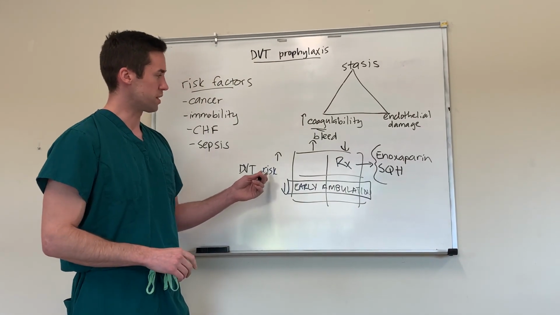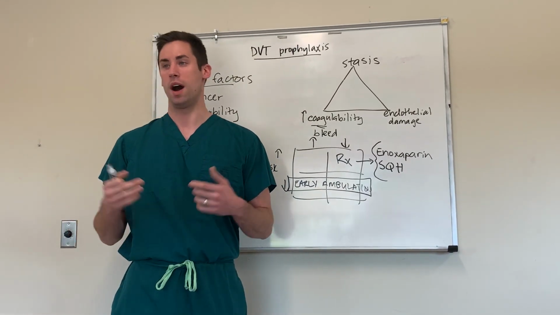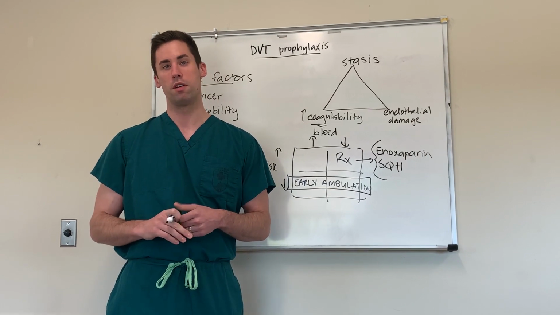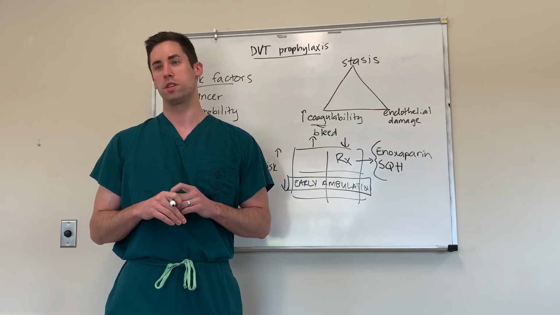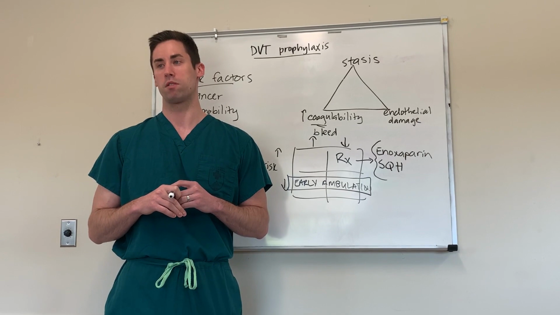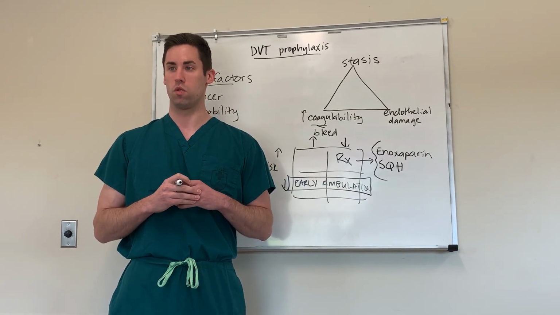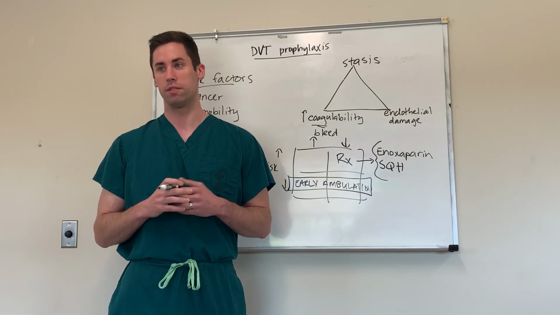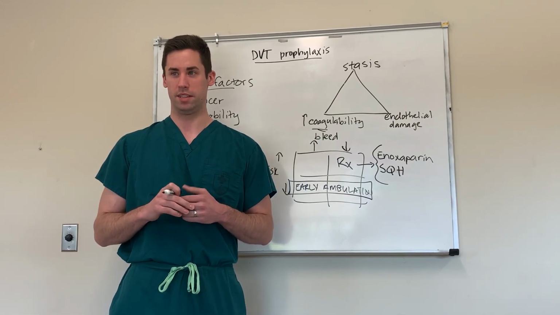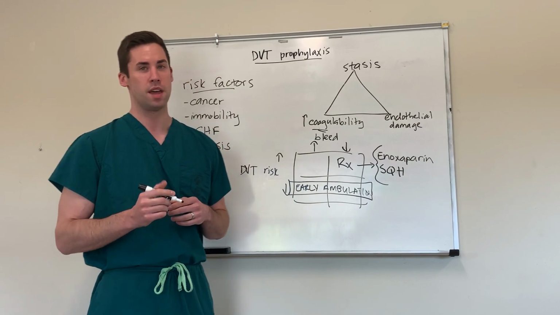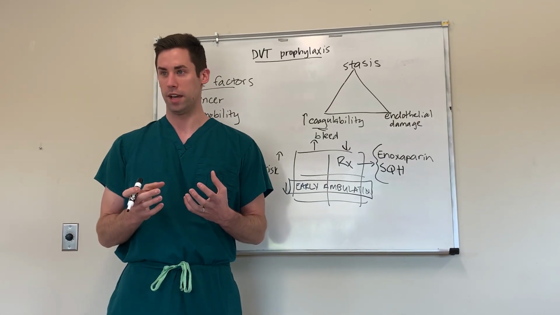And then if the DVT risk is high, but your risk of bleed is also high, like you have an active GI hemorrhage, the other thing that you can do is use some of these non-pharmacologic methods. So things like compression stockings or intermittent pneumatic compression devices. Sometimes we'll call them SCDs, sequential compression devices. These are basically the squeezers that are on the legs.